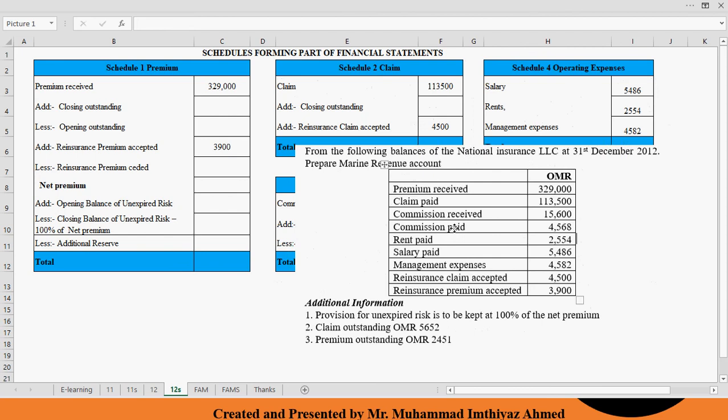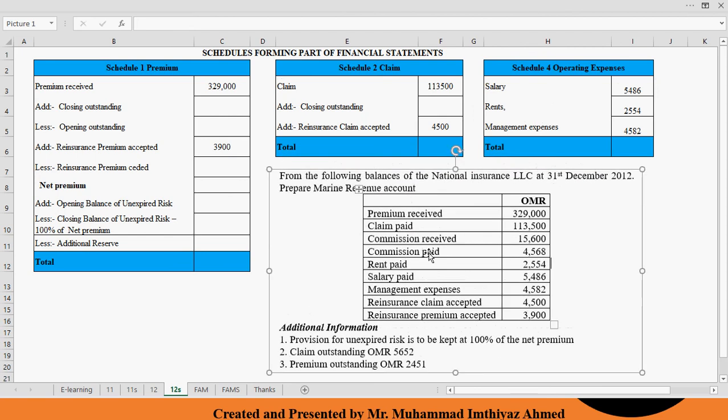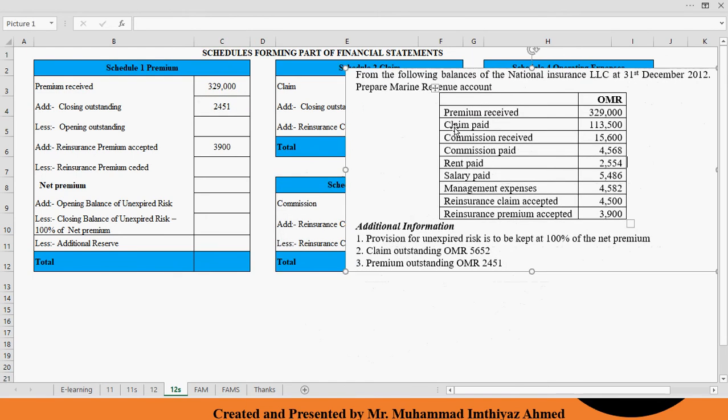So let's do it. First, let us enter the second information, that is additional information number 2 and 3, that is closing claim outstanding. It is 5,652, and closing premium outstanding is 2,451. So after entering, now we need to deal with additional information number 1.